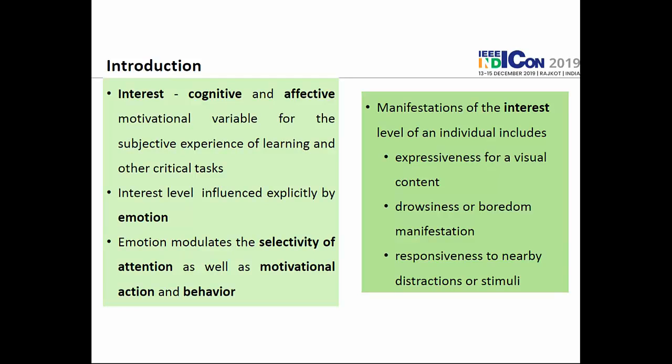The main application of this is that we need to know how interested human subjects are in, let's say, a video they are watching. That is measured with these indices which have been computed. These are additional indices besides the already existing ones. Manifestations of interest depend on how expressive the individuals are, their drowsiness, and responsiveness to nearby distractions.